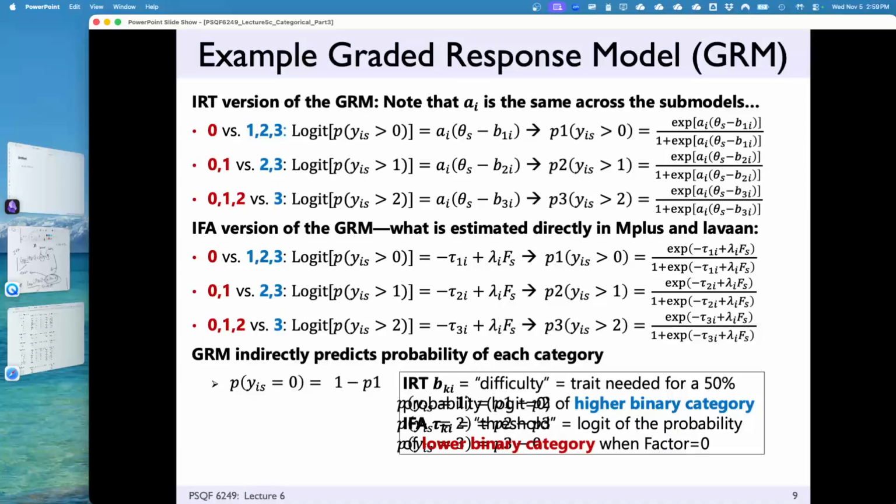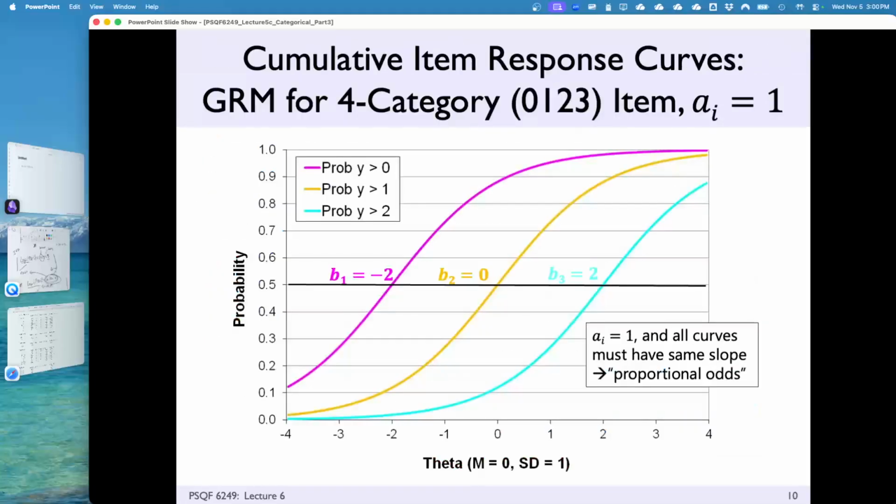That right there is the 3 submodels for the 4 category item. You can see each has a negative threshold, which really means intercept, right? But you still have your loading times factor. So basically you've done what you did with binary data but expanded it. This looks like 3 items with a Rasch model, but this is the 3 submodels, right?